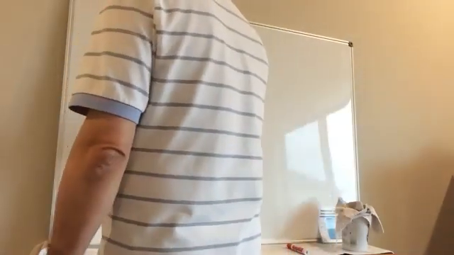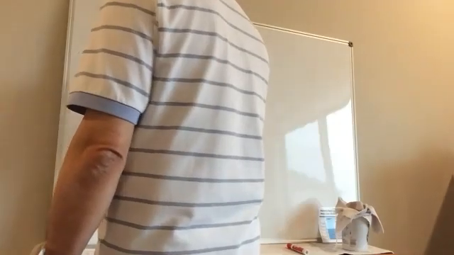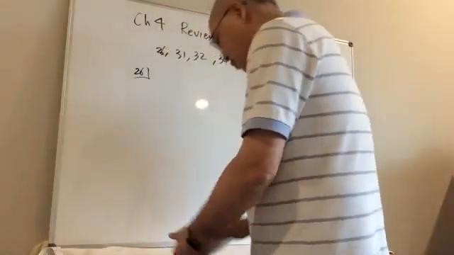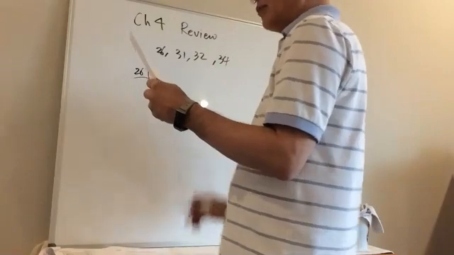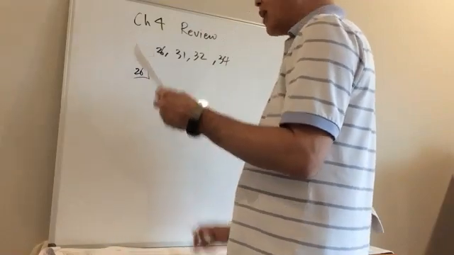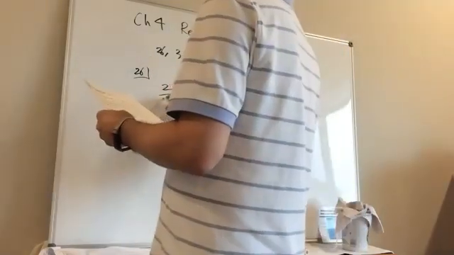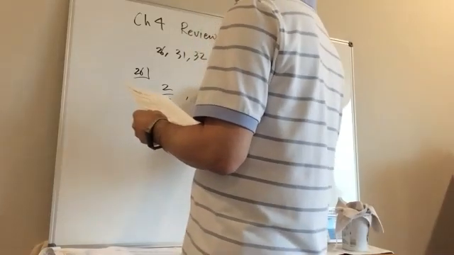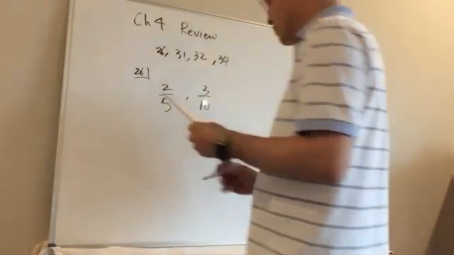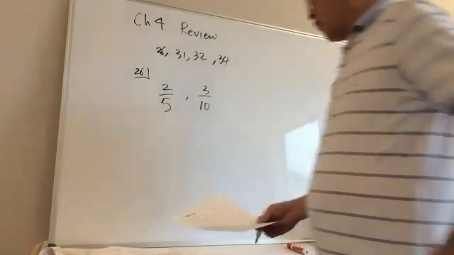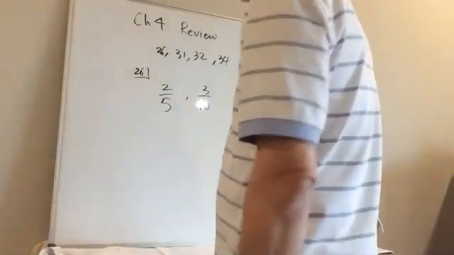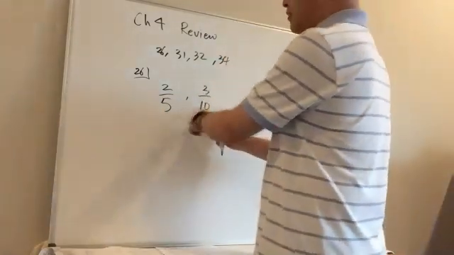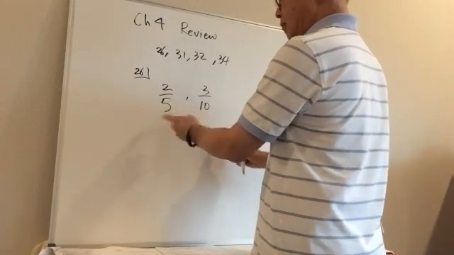Okay, let's do number 26. Number 26, use the least common denominator to determine which fraction is greater. I have 2/5 and I have 3/10. Okay, so first of all, I have to make this into a common denominator. I want the denominators to be the same.